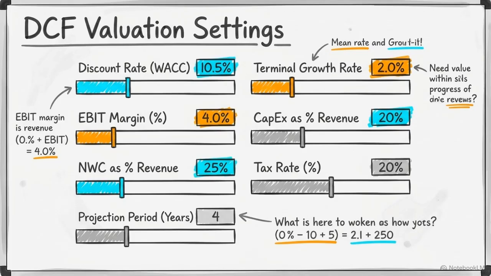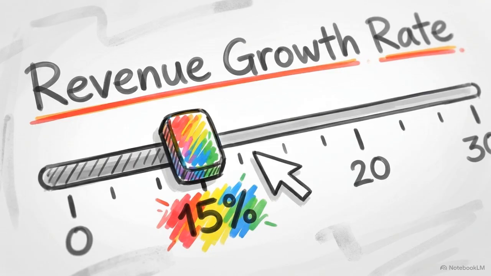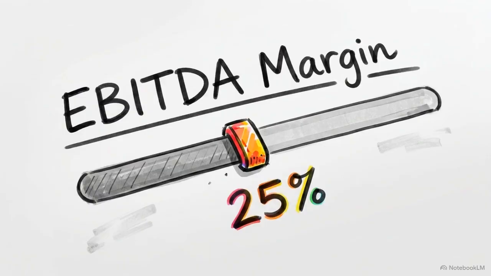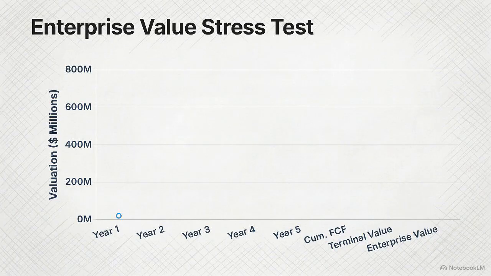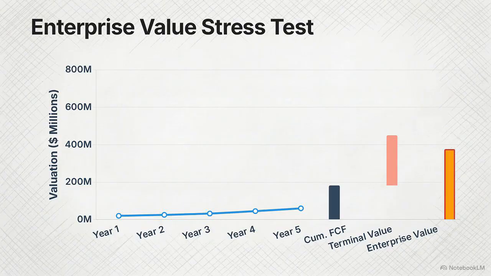Here, you set your own growth assumptions. Adjust the revenue growth rate, the EBITDA margin, and terminal growth rate to drive a 5-year cash flow projection. The platform visualizes this projection through a waterfall chart, bridging your free cash flow to the final enterprise value.